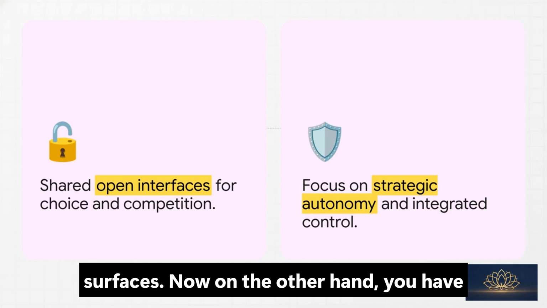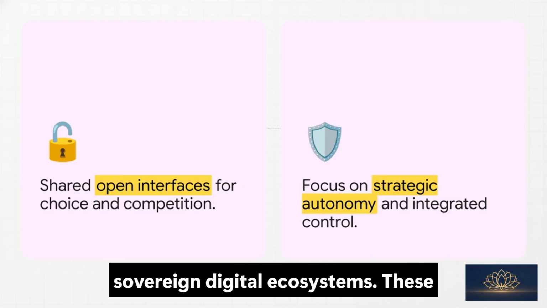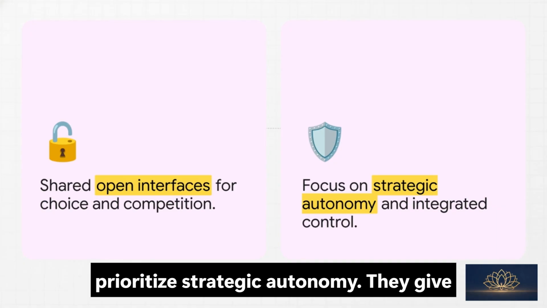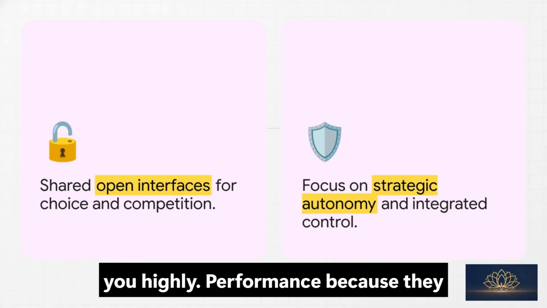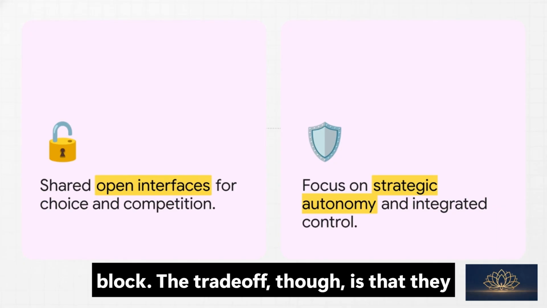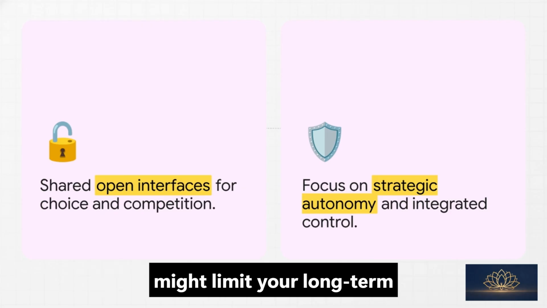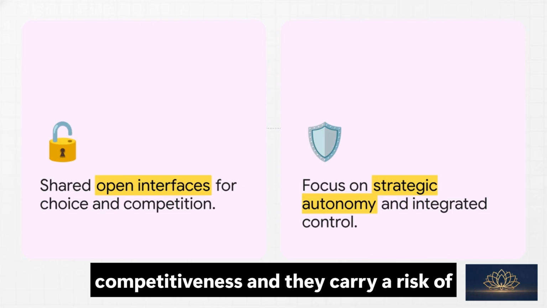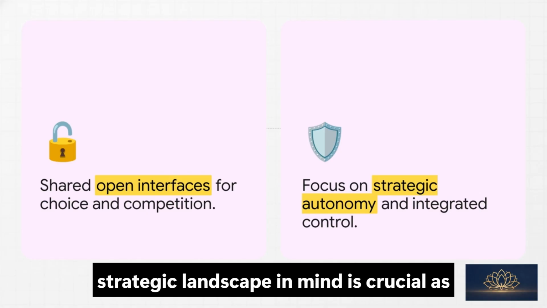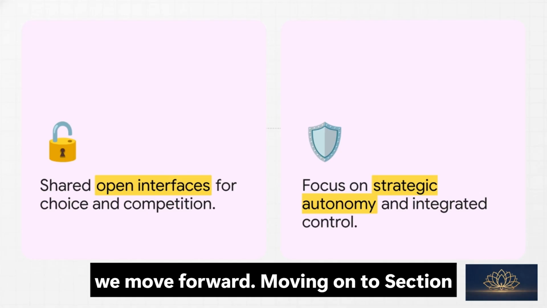Now, on the other hand, you have sovereign digital ecosystems. These prioritize strategic autonomy. They give you highly consistent performance because they operate as a single, tightly integrated block. The trade-off, though, is that they might limit your long-term competitiveness, and they carry a risk of technological isolation. So keeping this strategic landscape in mind is crucial as we move forward.